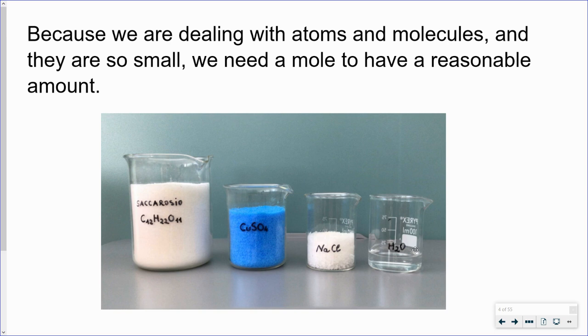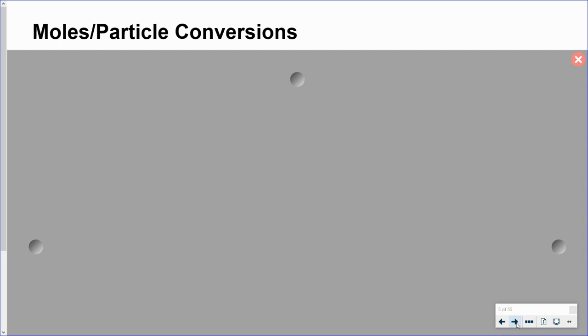We need to use a unit that is immensely large. A huge, huge, huge number. Because atoms and molecules are teeny, teeny, tiny little things. Because the atoms and molecules that make substances up are so small, we need to use a unit that is huge.